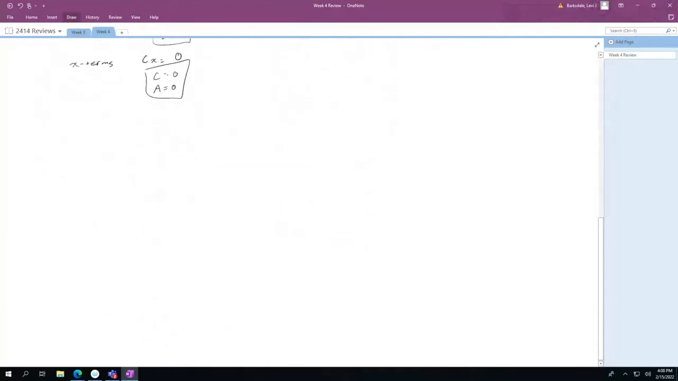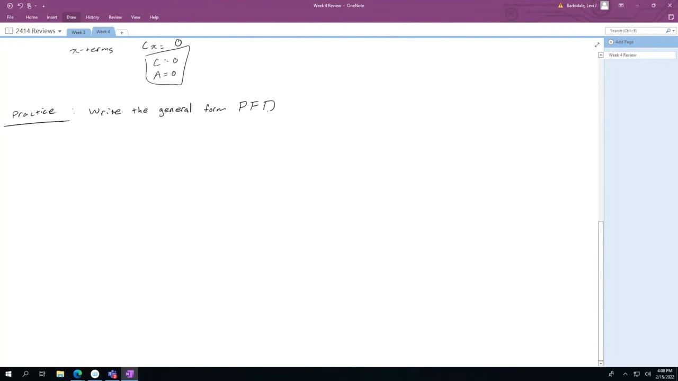All right, cool. In that case, practice. Write the general form of partial fraction decomposition for 1 over x squared plus 4 times 7x times 2 minus x times 3x squared plus 2. And don't solve for your individual constants, just write out the general form.